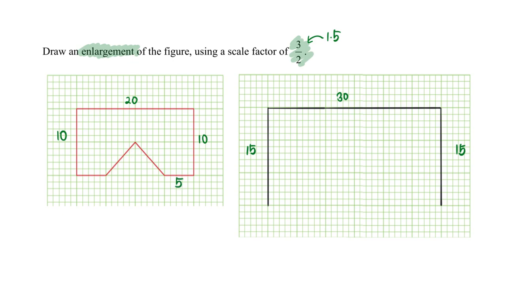If we have 5 squares here, that means 5 times 1.5, that will give me 7.5. This side and this side are also 7.5. So using my ruler again, let's start to draw these two sides. 1, 2, 3, 4, 5, 6, 7.5. The other side as well. 1, 2, 3, 4, 5, 6, 7.5.